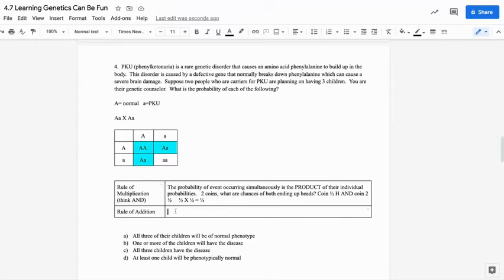Now we'll do addition and then we'll apply it to genetics. So the rule of addition says the probability of events occurring in 2 or more ways is the sum of individual probabilities.